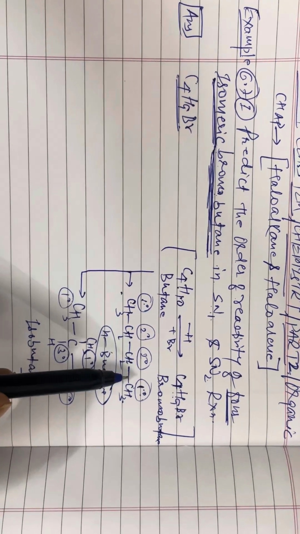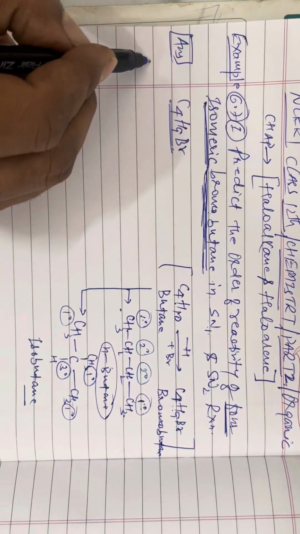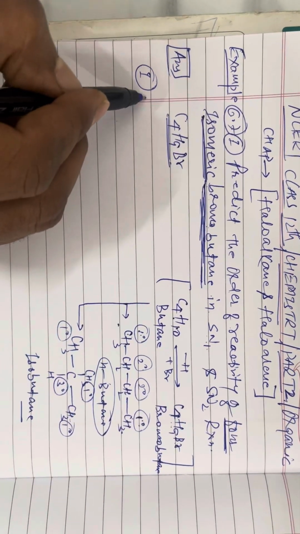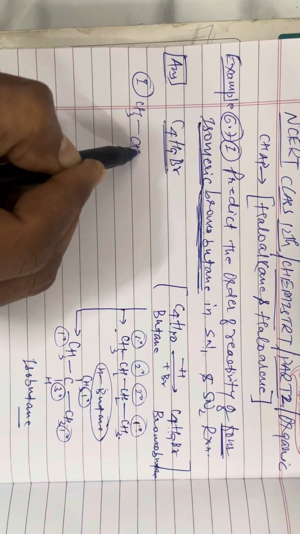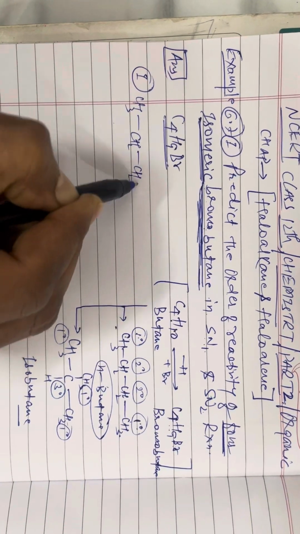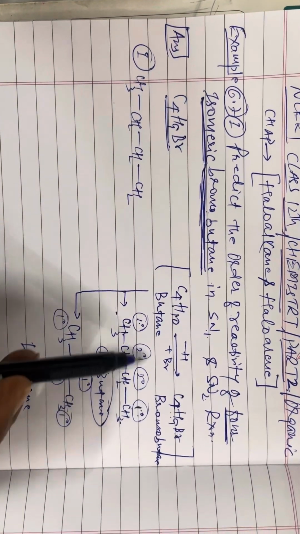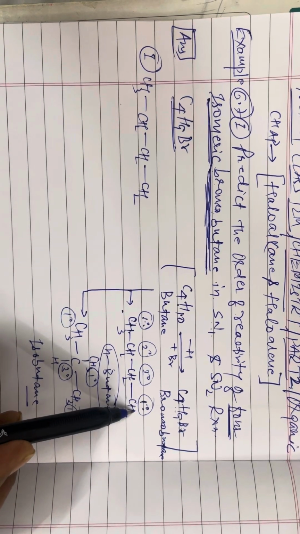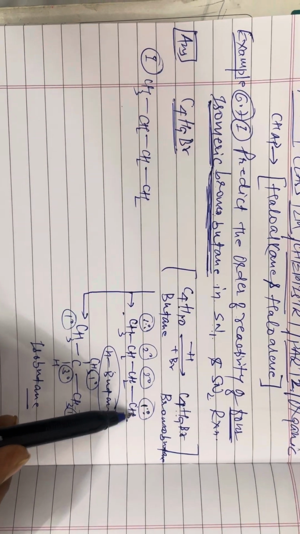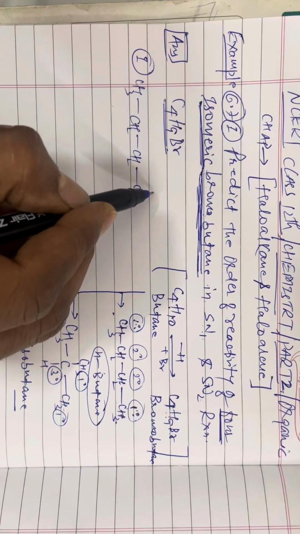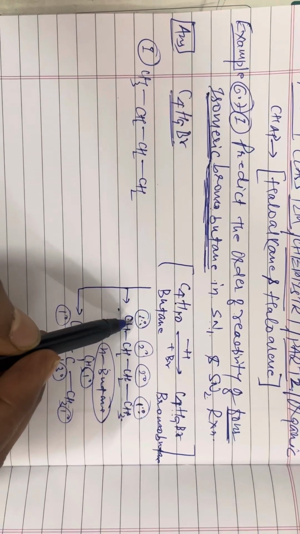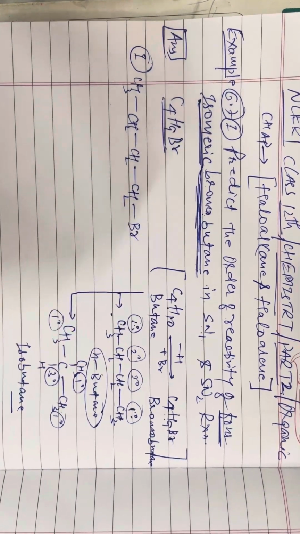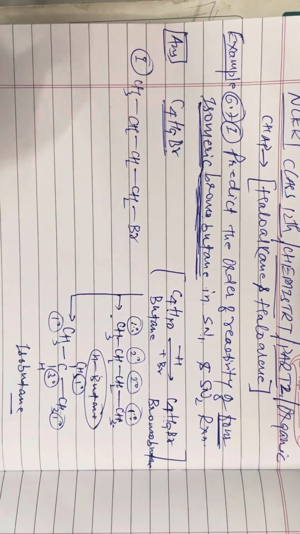First we'll draw the two isomers here. Isomer number 1: CH3, CH2, CH2, CH2. These two ends are identical, so you can replace the hydrogen either from here or from here. I'm going to replace the hydrogen from here, from the 1 degree carbon. If you take the other 1 degree carbon, it will be the same. So here we have replaced a hydrogen at the 1 degree carbon.